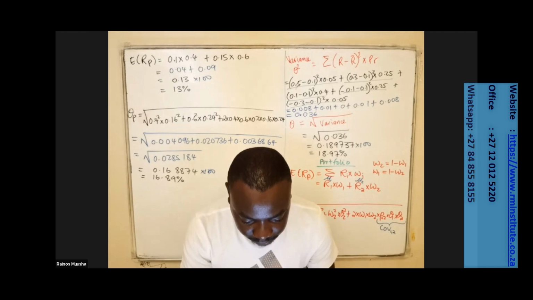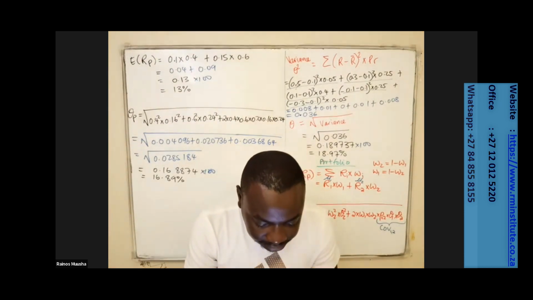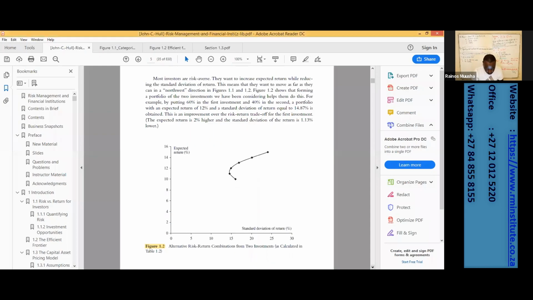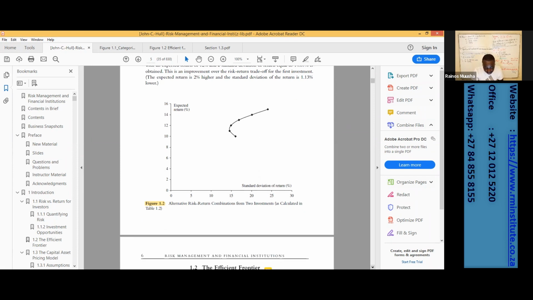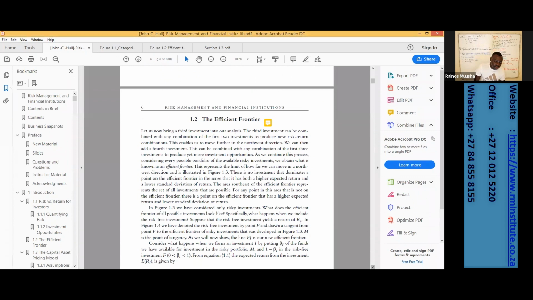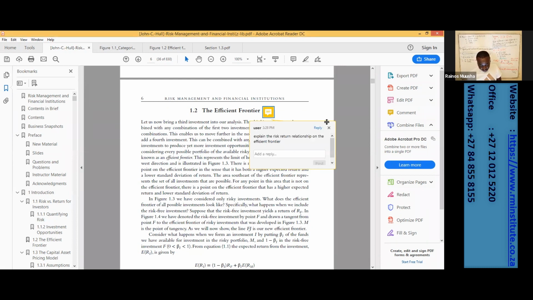So the plot of this information brings us to the discussion of the efficient frontier. The plotting of the expected returns against the standard deviations leads us on to the discussion of the efficient frontier, right?